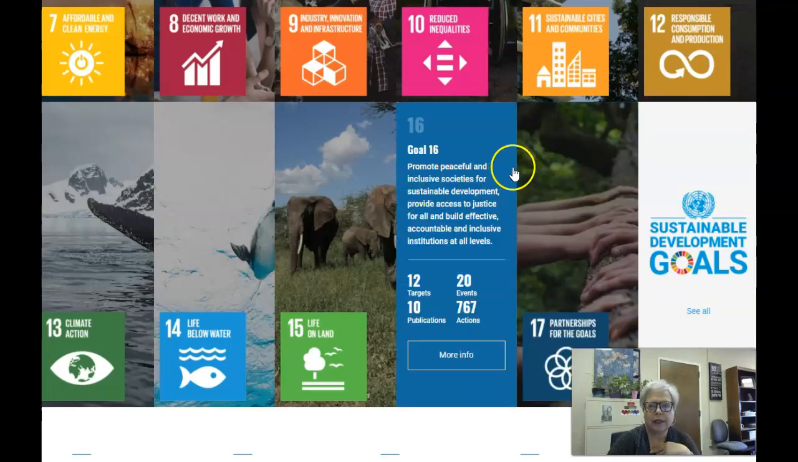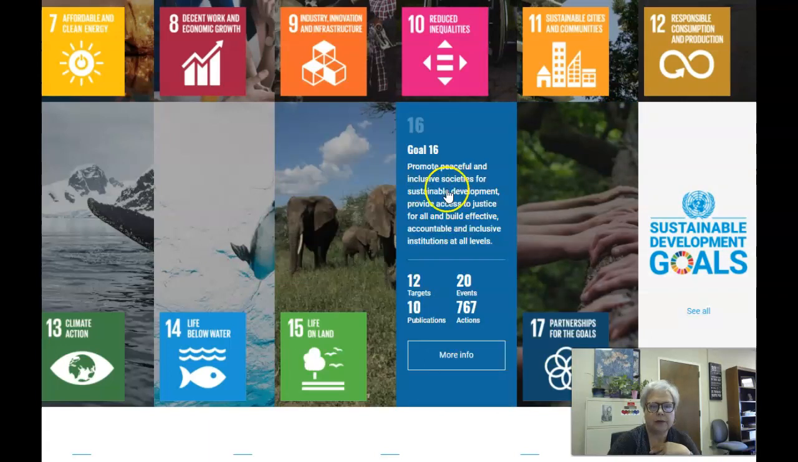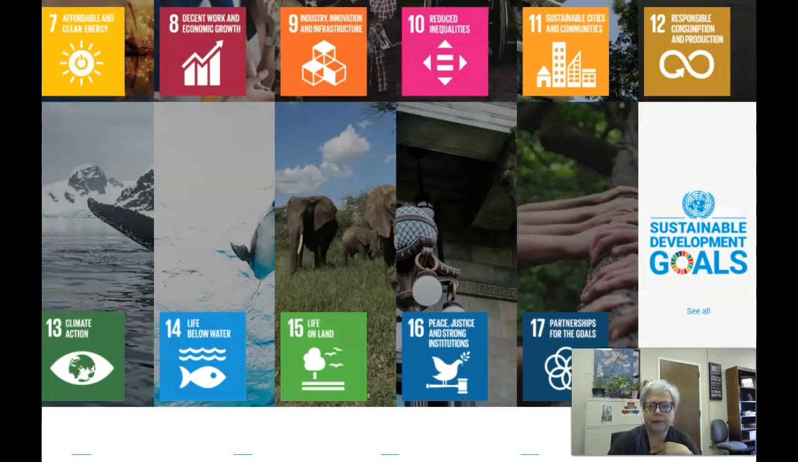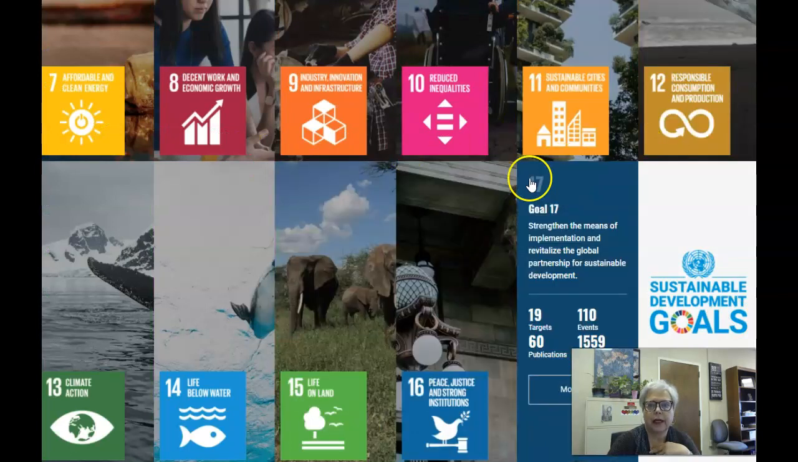So those are your 16. Ignore 17. So just choose from the first 16. How are you going to know which one you want to write about? Look at them. Just take a look at them.